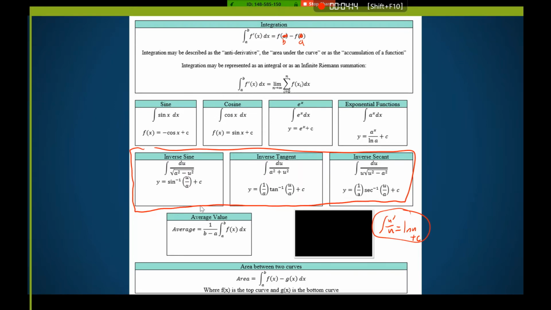Average value and area between two curves. I've also thrown all of our derivative rules into a review packet that's posted on WeChat. These are all of our derivative rules that we've had so far, just for reference. The black space here is stuff that we will learn before the end of the year but haven't touched yet, so I've blacked it out because it's not on the test.